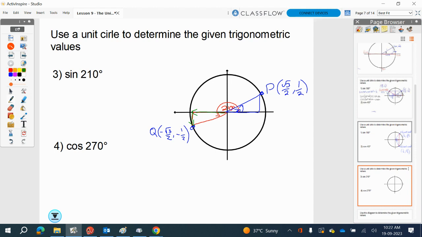So in this quadrant, both sine and cosine are positive. Here, sine is positive, cosine is negative. Here, they're both negative. Here, sine is negative, cosine is positive.